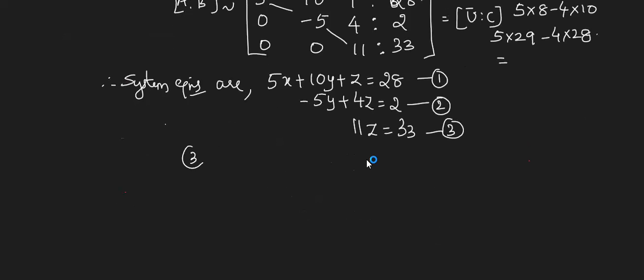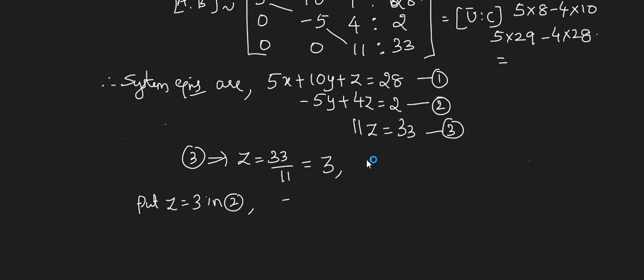See, from the third equation, we can write z equal to 33 divided by 11. What is the answer? 3. Now what to do? How can I solve further? Substitute the z value in equation 2. Very good. So put z equal to 3 in equation 2. So this is minus 5y plus 4 into 3 equal to 2.